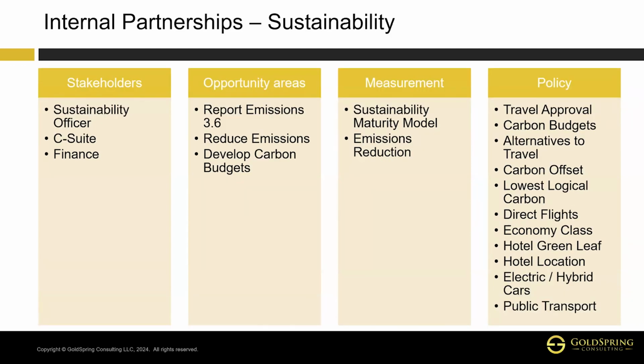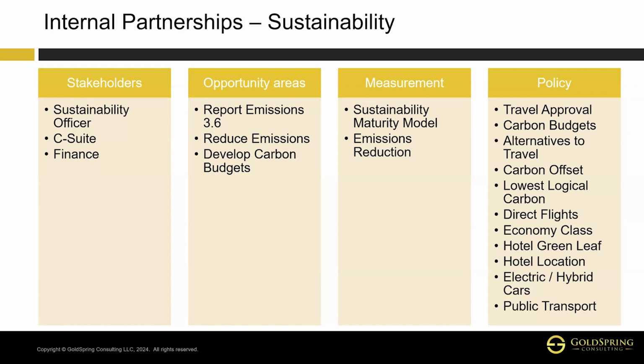Next might be sustainability. Well, our key internal partners are probably going to be a sustainability officer, maybe the general C-suite who've made some public declarations and goals for the company on behalf of environmental objectives. Could be finance as well, because there's likely to be in the future some hard requirements on reporting carbon and environmental impact in financial and quarterly reporting, right? So those are our opportunity areas: reporting or reducing emissions, and maybe even developing carbon budgets. And having a mechanism to control that would be a reason for having a travel program, right?